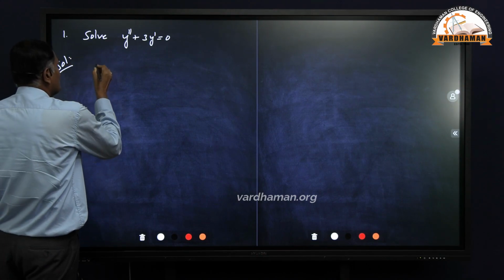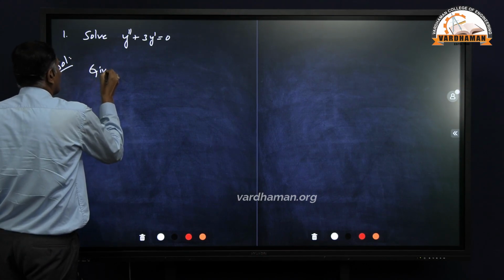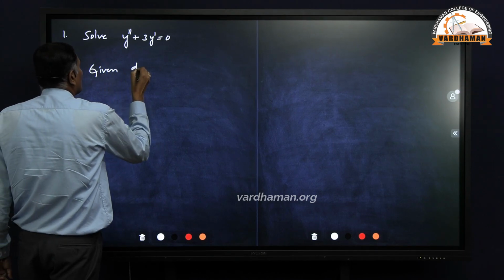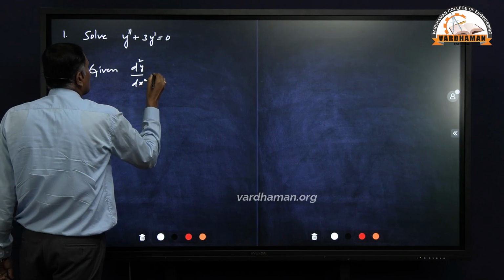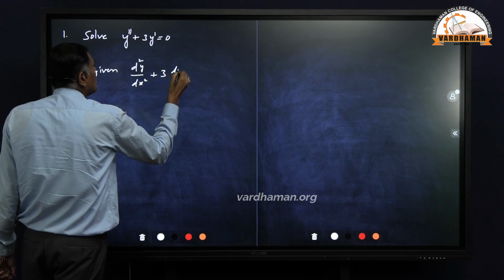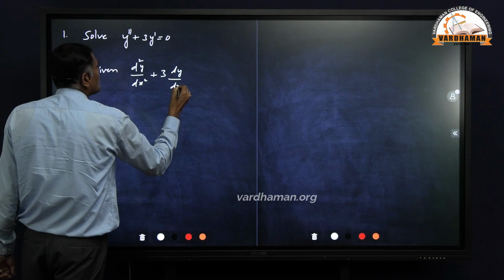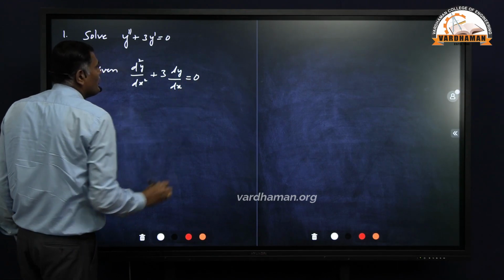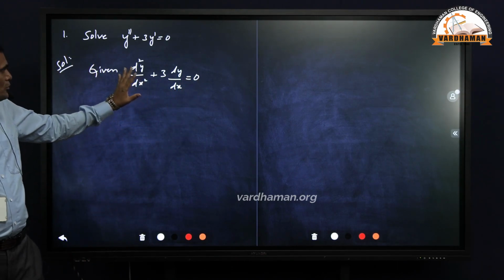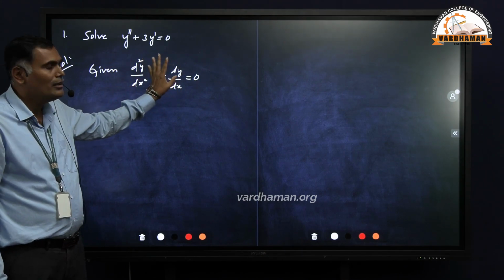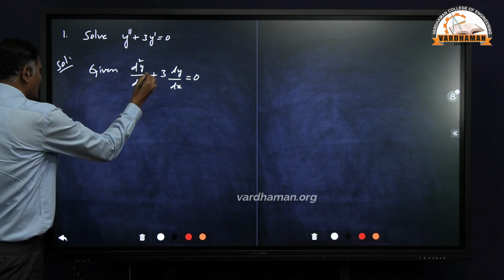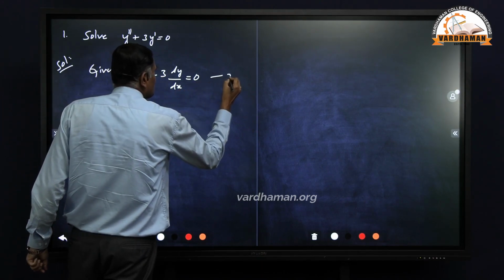Now first write down what is the given differential equation. Given d square y by dx square plus 3 into dy by dx equals to 0. This is the given differential equation. Now to solve this differential equation, the first step is we should write this DE in operator form.